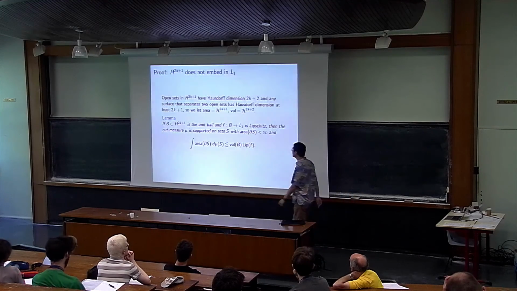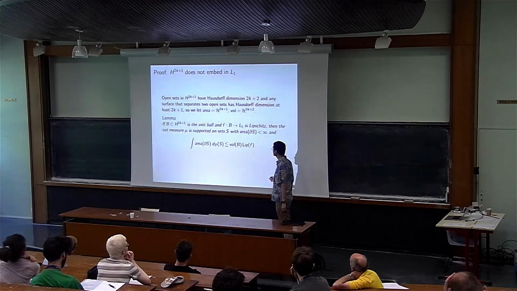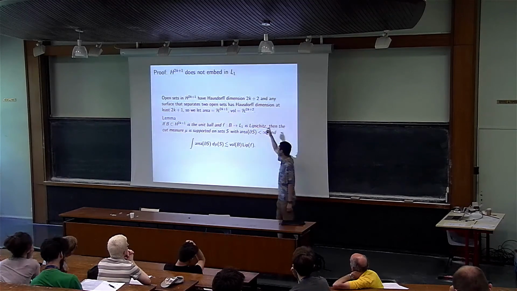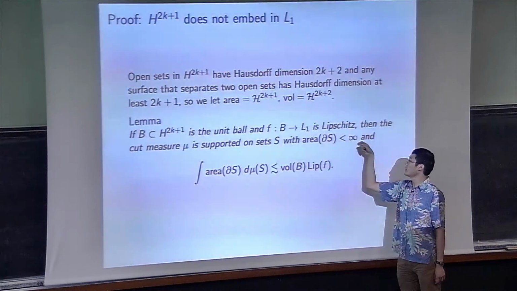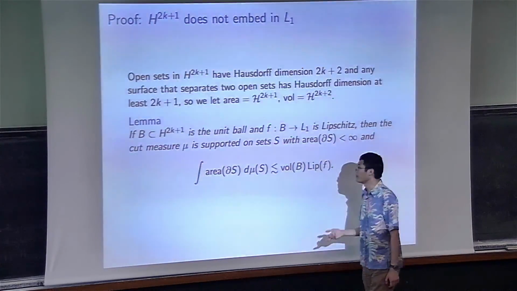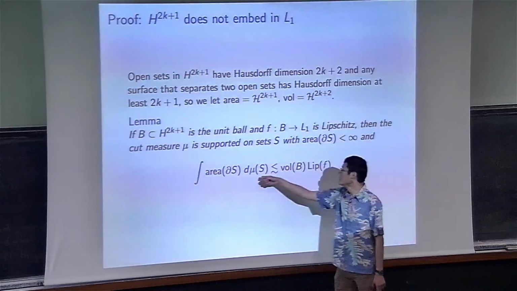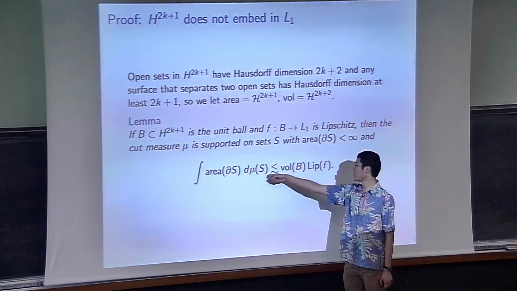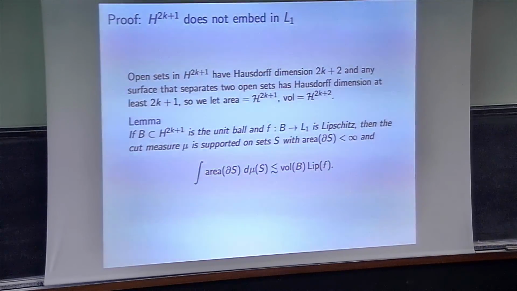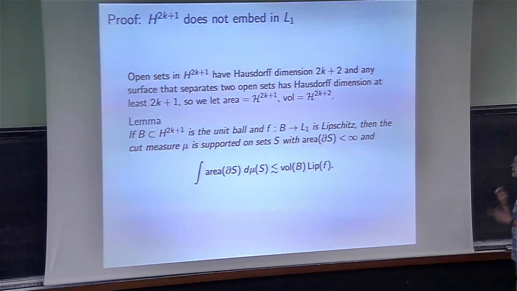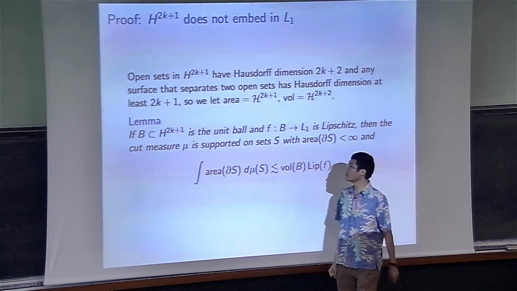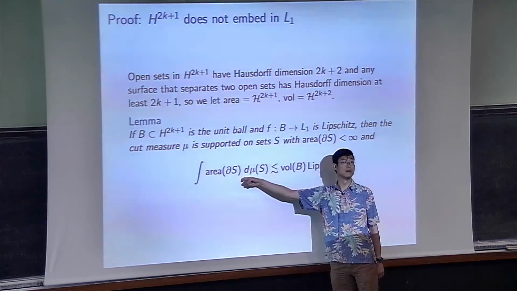And then you can show that if we take the cut cone decomposition of a Lipschitz map, if F is Lipschitz, then its cut measure is supported on sets where the boundary has finite area, and furthermore, we can bound the total area of that boundary. The integral of the area with respect to the cut measure is at most the volume of the ball times the Lipschitz constant of F. So in particular, we don't have to consider arbitrary subsets of the Heisenberg group. We can consider sets in the Heisenberg group whose boundary has finite area.